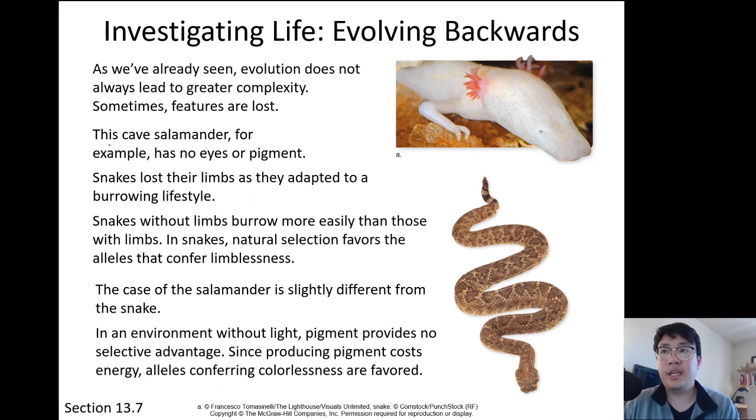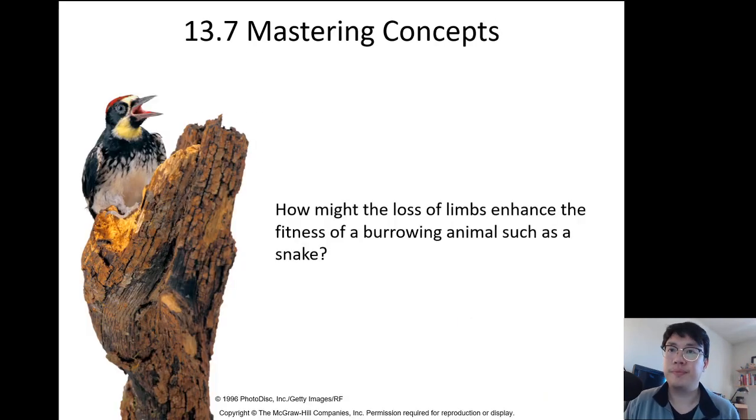So as we've already seen, this cave salamander has no eyes, the snake has no limbs, and the salamander is slightly different from the snake due to the environment. So how might the loss of limbs enhance the fitness of burrowing animals such as a snake? Think about it. If you don't have extra limbs that are bulky, is it going to be easier for you to burrow into the ground, or is it going to be harder for you to burrow into the ground?